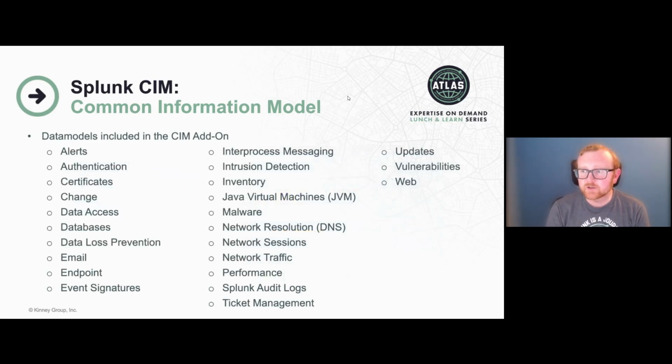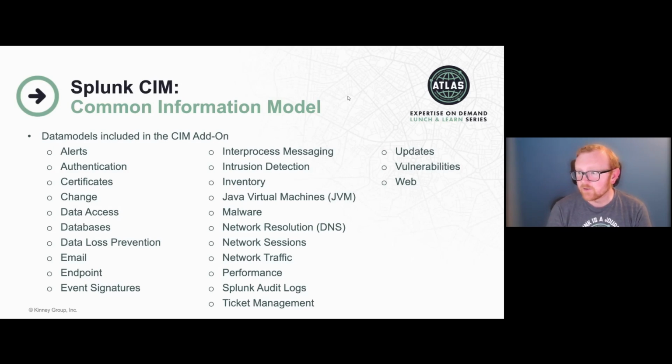So here's what I was mentioning. These are the data models that are included in the CIM add-on. So you can see we have things like authentication data, data access, email data, network traffic, intrusion detection, web data. These are the data models that come with the CIM add-on. And as you can see, you can relate these back to data that's coming into your environment and how you might use that, how you might group that data together.